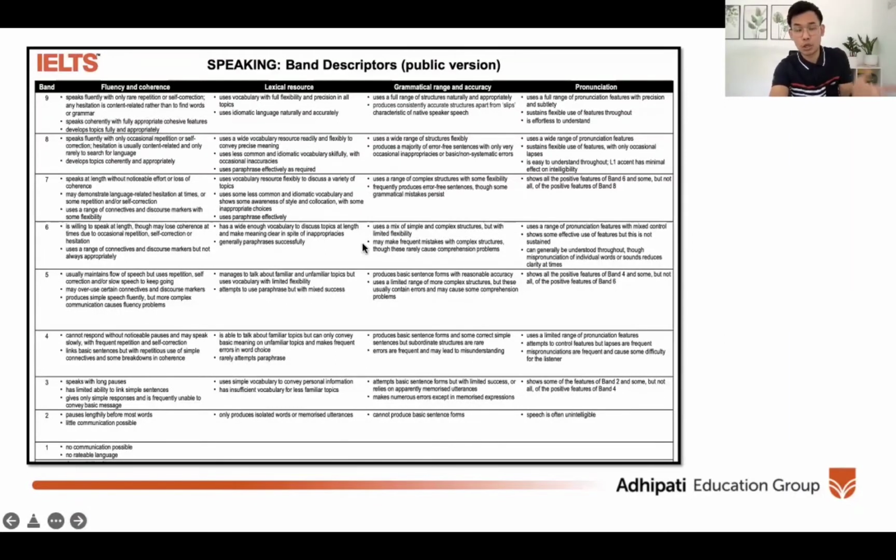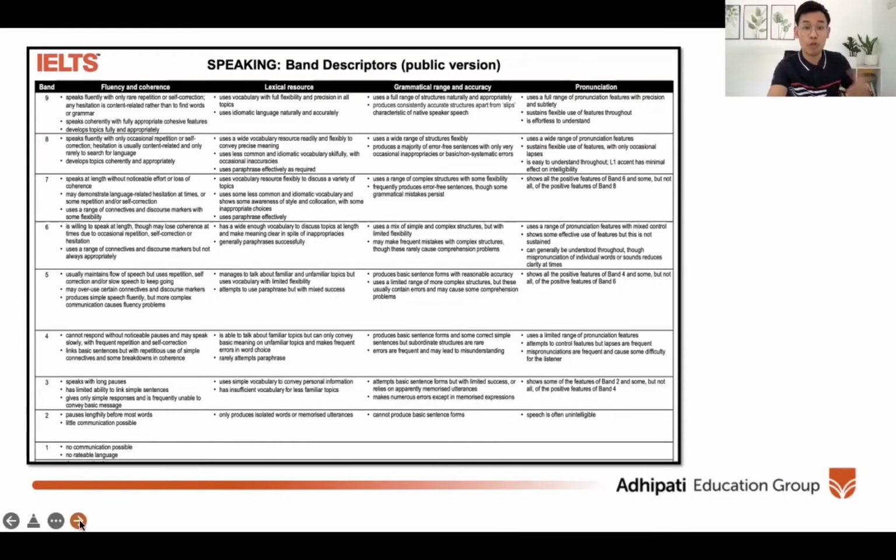So let's have a look at the speaking band descriptors of the IELTS. I'm not sure if you can read the band descriptors clearly here. In case you can't, don't worry, you can Google at the end of my talk. Just type IELTS speaking band descriptors, then the public version of the marking criteria will pop up, and you can download it and keep it with you for further study purposes.